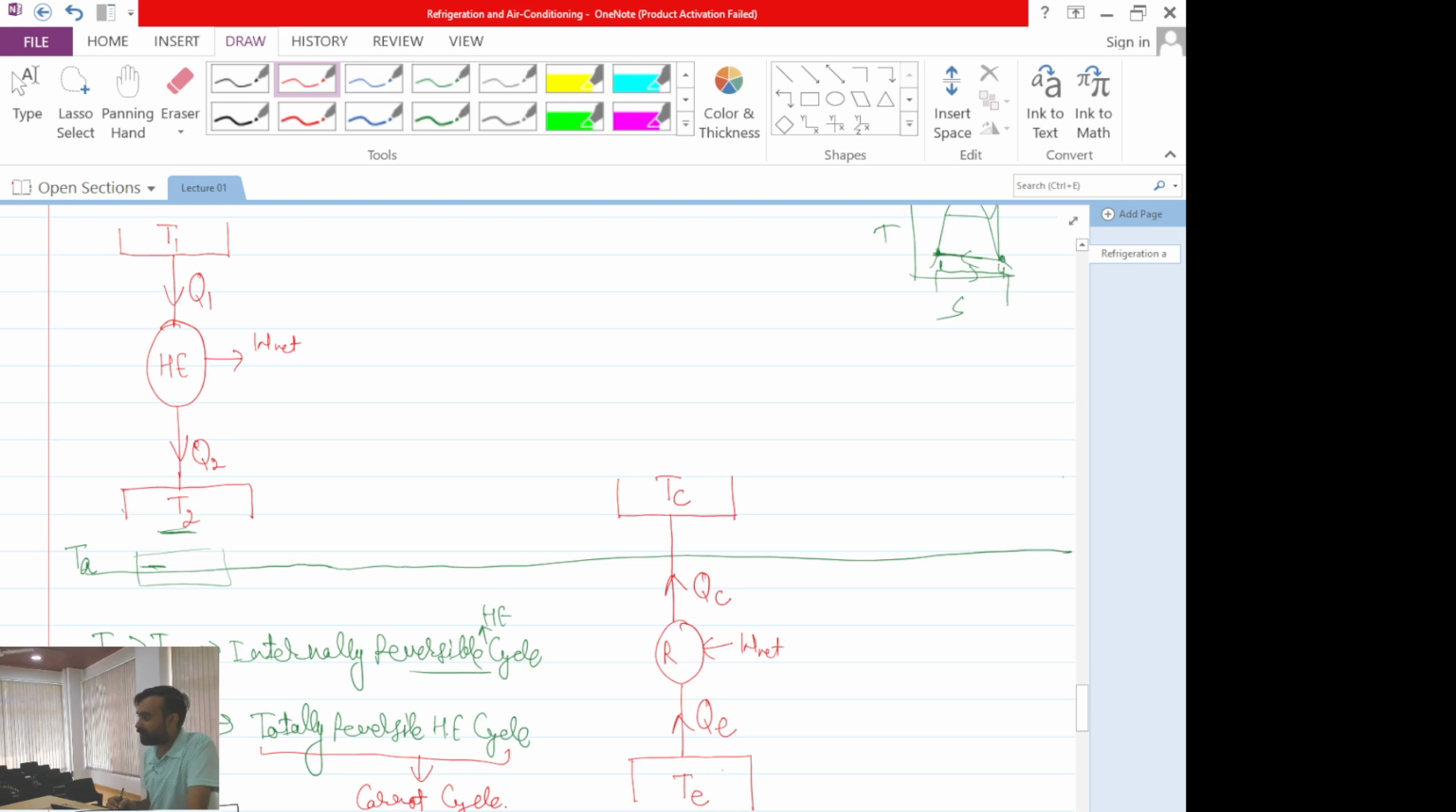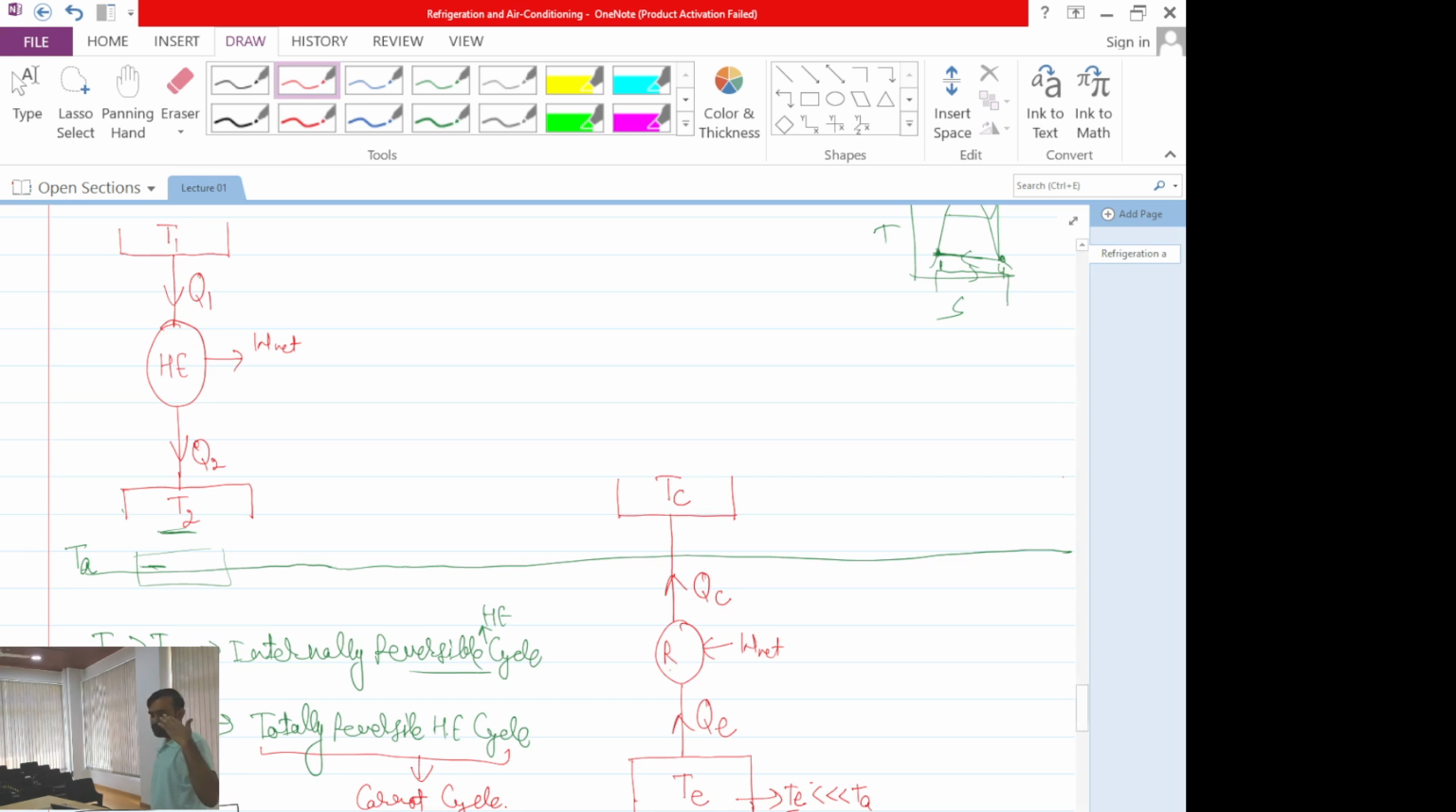So what will be happening over here? All are clear up to this point? So here you can see TE is nothing but the space which we need to maintain at low temperature. Of course TE will always be very small in comparison to ambient temperature. Is this one clear? And after taking heat from this space by employing W net amount of work, the refrigerator is actually dumping that heat into the atmosphere.